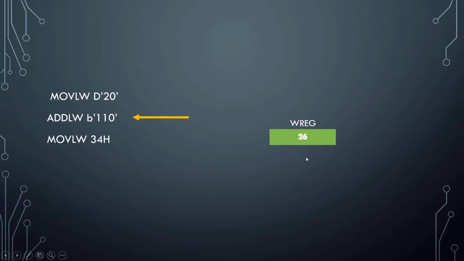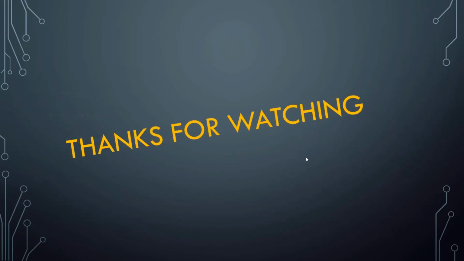Now let's move a value 34H. MOVLW 34H. Now the working register changes to 34H and our result is gone. So the working register is not a good place to store our result. For that we should copy this value to a file register, and that we will cover in the upcoming videos. So that's it for today's video. Thanks for watching.